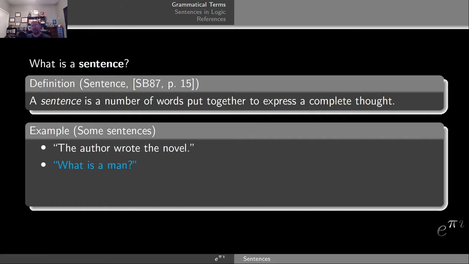What is a man? Well, this is asking a question. Essentially, what are the criteria? What is the definition of being a man in this context?